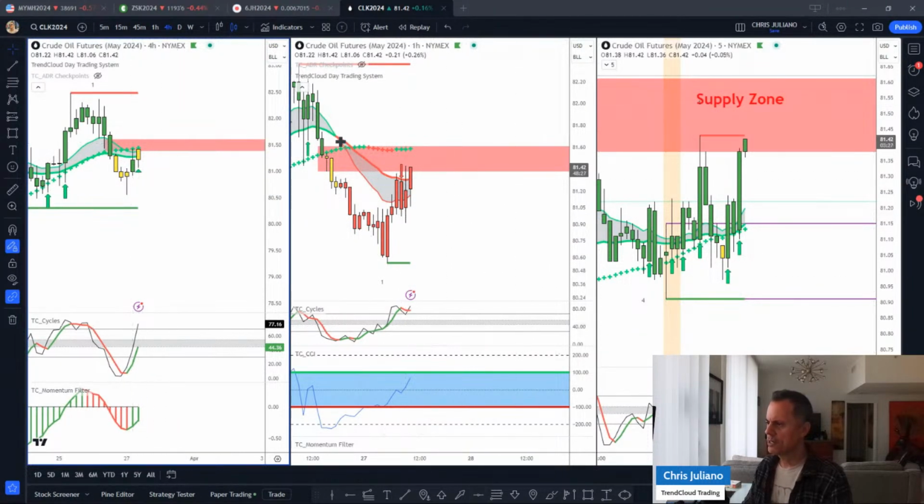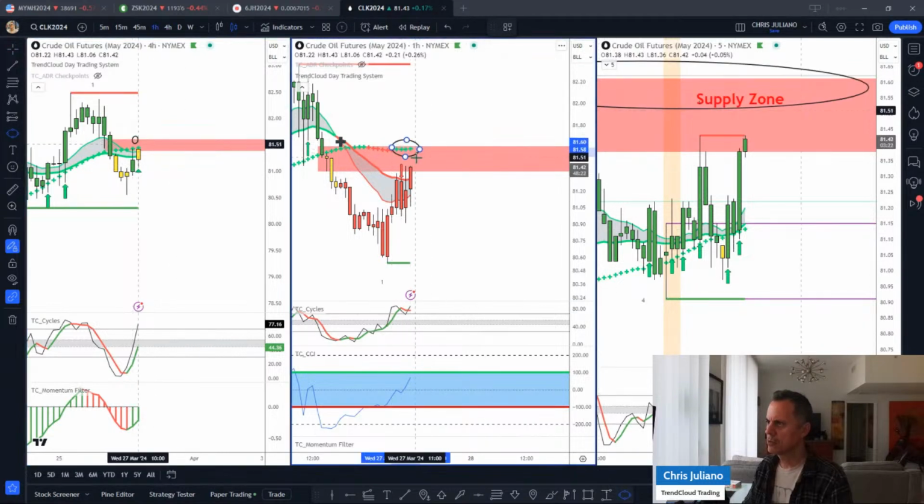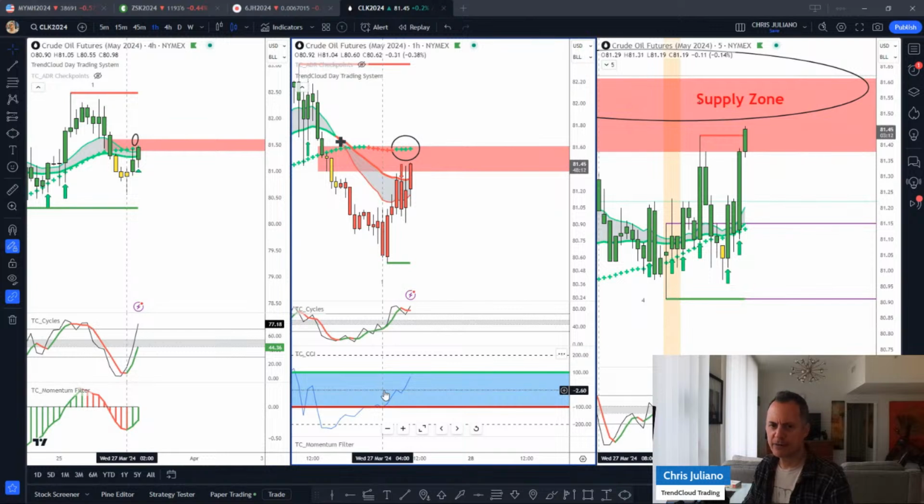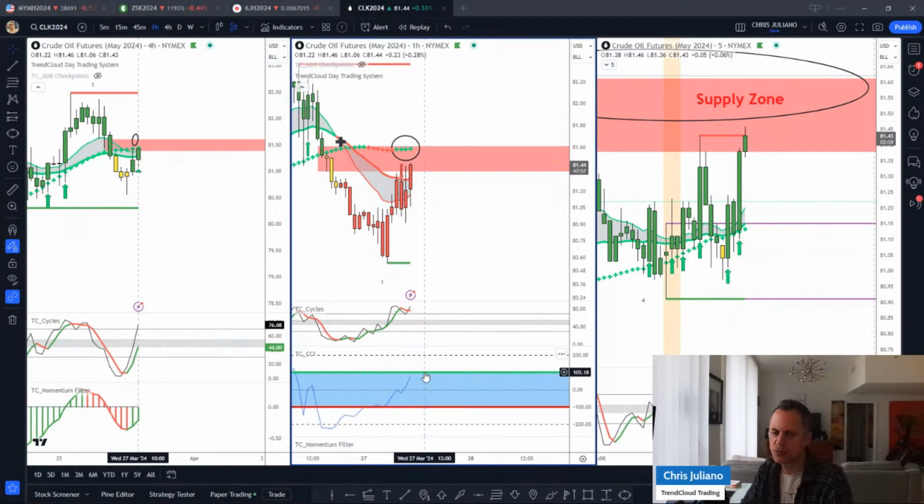Remember when I told you that TrendCloud gives you warning signals, right? There's your warning signal right there. On that 1 hour chart, TrendCloud is turning green, telling you, hey, we could have a move a little bit deeper to that upside. Look at how close CCI is getting to positive 100. It's getting very close to breaking through positive 100.